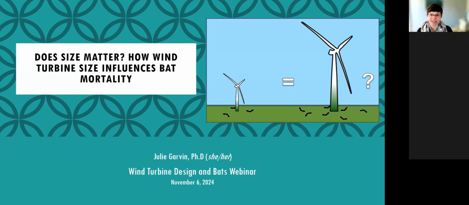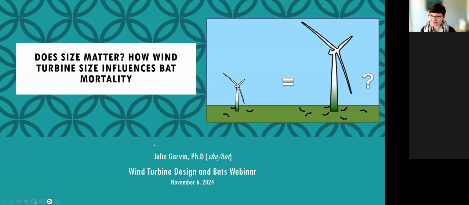So my presentation today is going to have a focus on some research that started, I think, back in 2020, before the world changed, and just really emphasize the implications of that research that was focused on bats, because we were interested in trying to figure out, as turbine sizes are increasing, what impact that has on bat mortality. If you could move to the next slide, Chris.